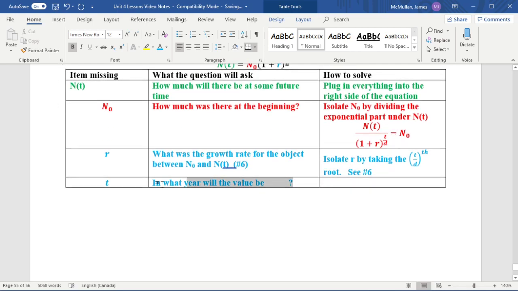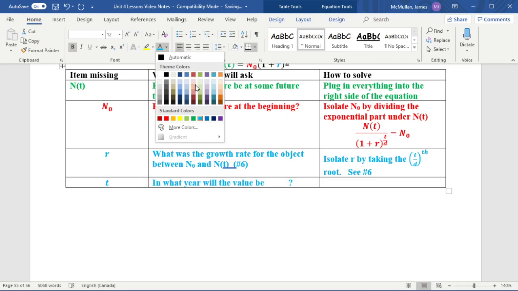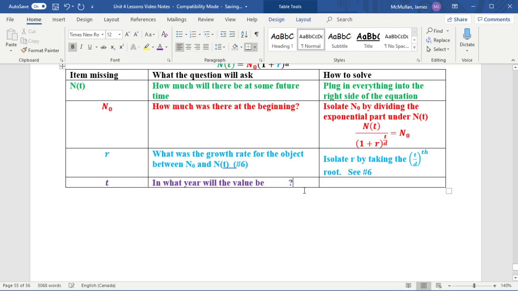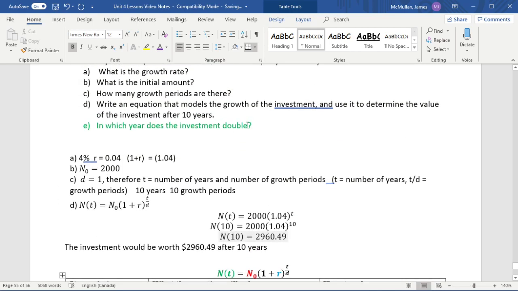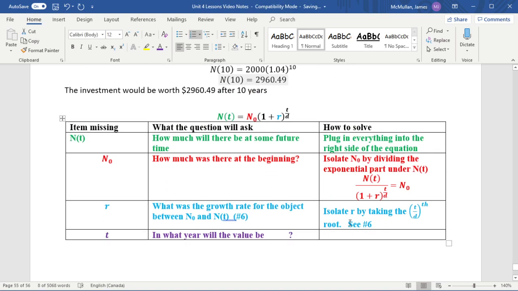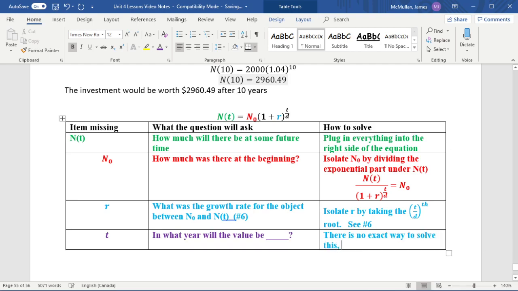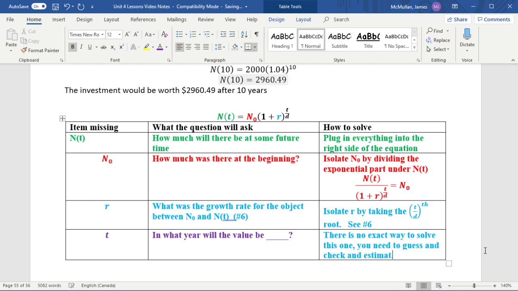Okay, you will recognize this question because it will say something like, in what year will the value be double or triple? See what our question's asking? In what year does the investment double? Now, to solve this one, there is an exact way, but it's not part of our curriculum. To solve this one, you need to guess and check and estimate.